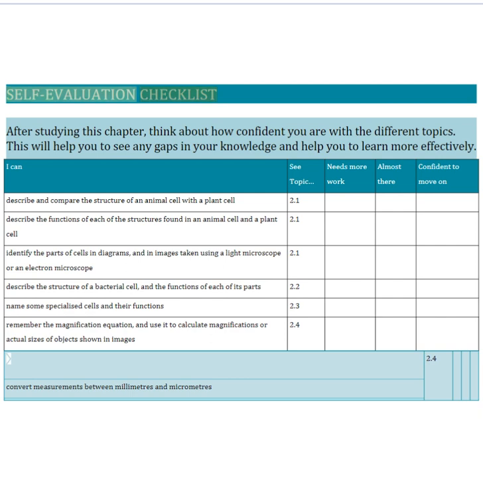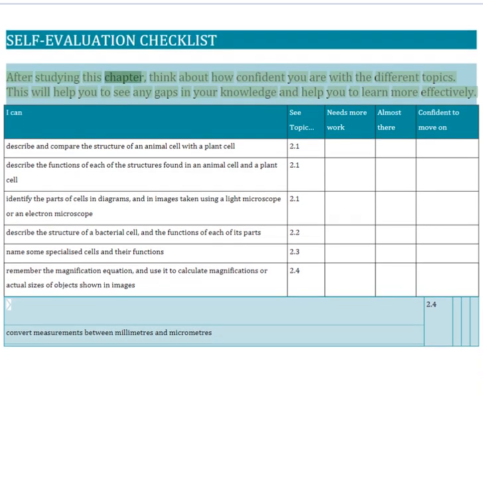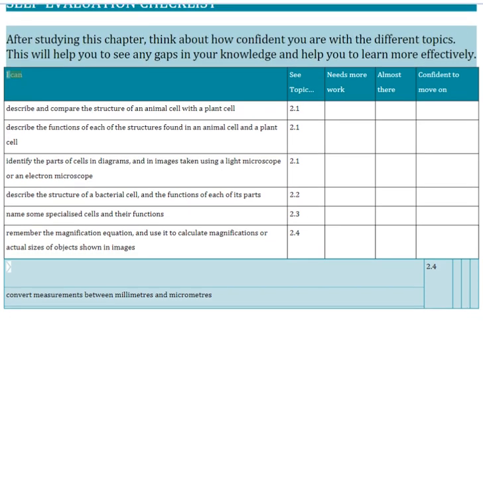Self-evaluation checklist. After studying this chapter, think about how confident you are with the different topics. This will help you to see any gaps in your knowledge and help you to learn more effectively. I can. See topic. Needs more work. Almost there. Confident to move on.